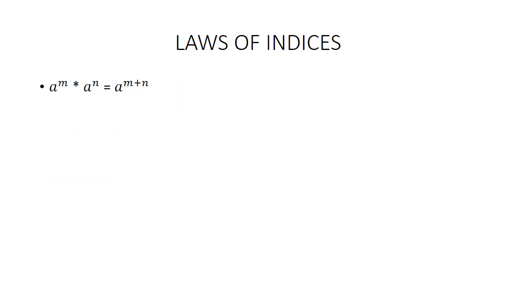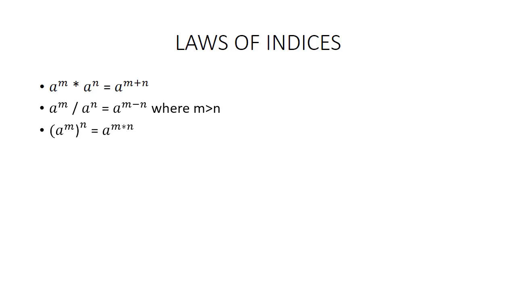Let us recall the laws of indices we have learnt in the previous sessions. A power m into a power n is equal to a power m plus n. When it is in multiplication, you should add the powers. A power m divided by a power n is equal to a power m minus n, where m is greater than n. When it is in division, you should subtract the powers.